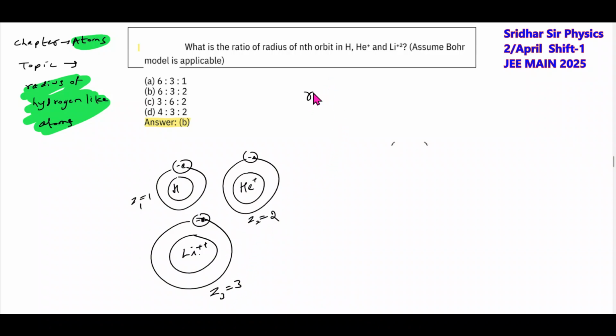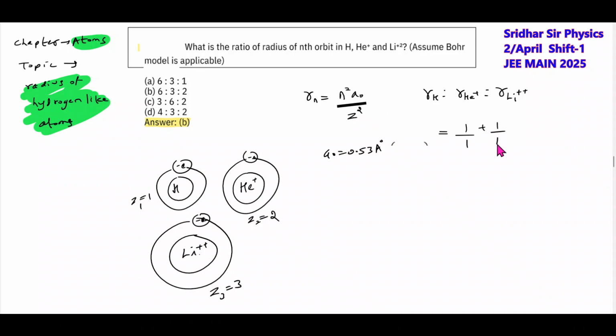Then what is the formula for radius of the nth Bohr orbit? n square a naught by Z square. There's a formula which you should know for radius, for the speed, for the energy, all the formulas. Then a naught value will be 0.53 angstroms, which may not be needed in this case. So he's asking the ratio of the radius of hydrogen to that of helium plus to that of lithium double plus. This should be equal to 1, Z equal to 2.